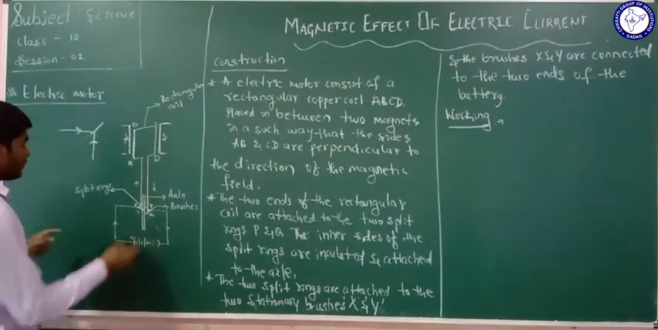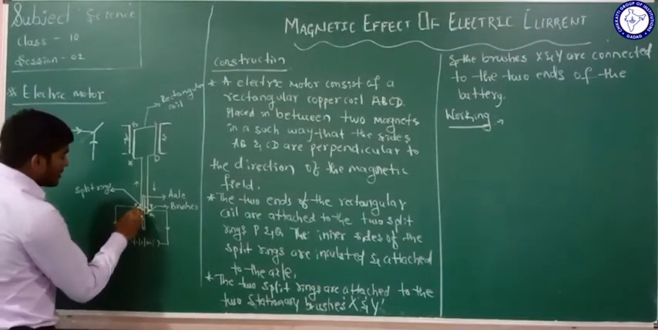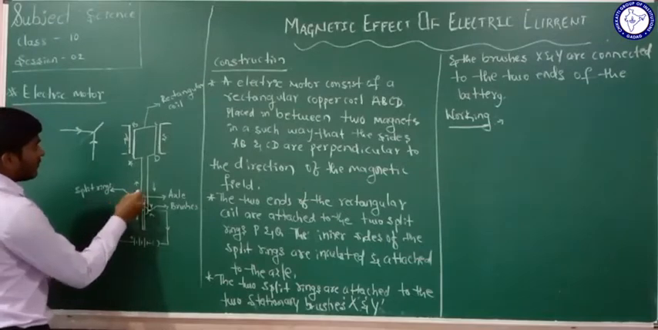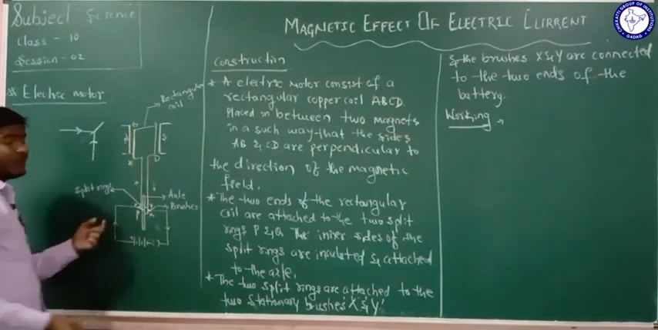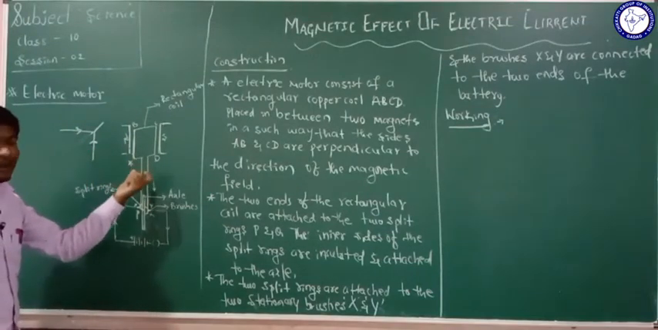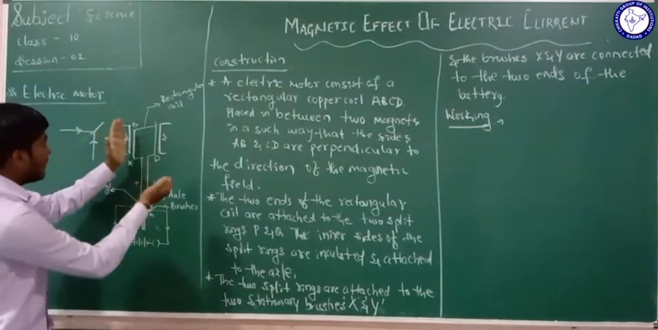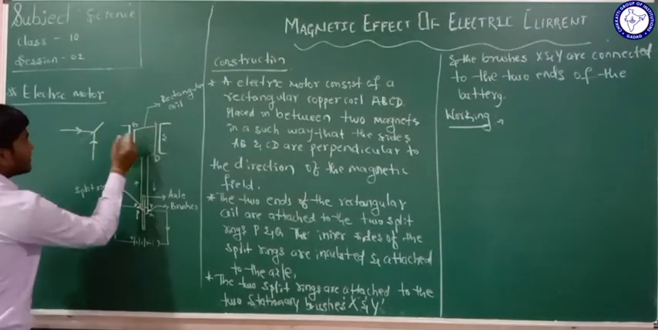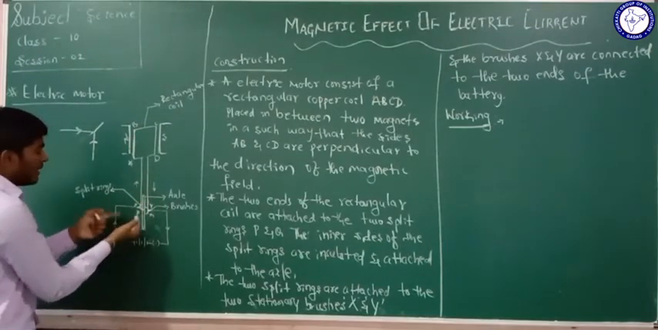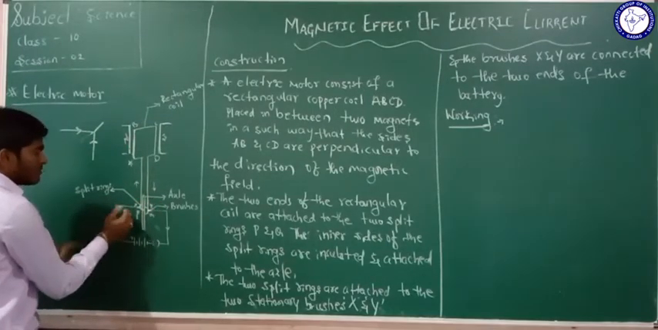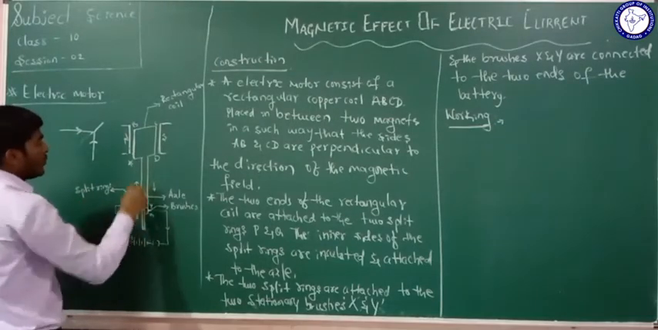In the first way, with the help of the split ring P and the brush X, the current flows through the side AB. When the current flows through the side AB, due to the electromagnetic property or the magnetic field direction, the side AB will be pulled down, and CD comes in the place of AB. The split rings are exchanged here. At the place of P, Q will come, and Q will be attached to the brush X. Again the current will flow through.